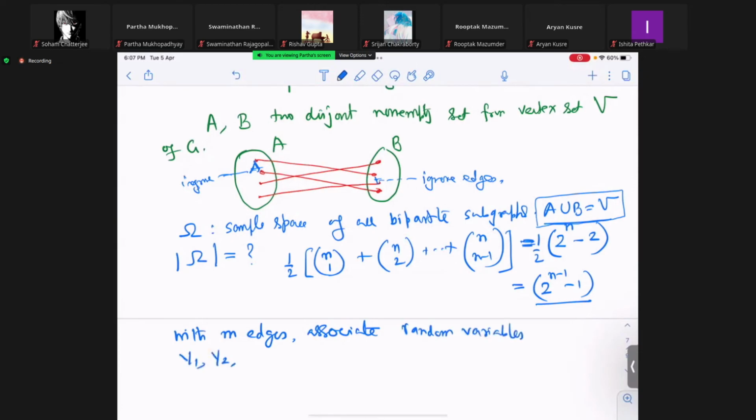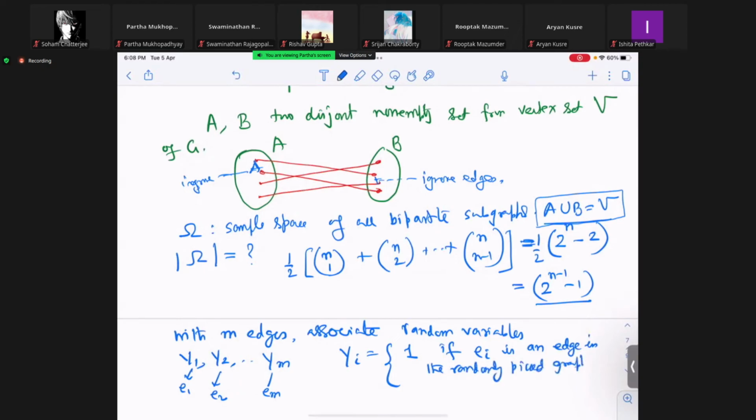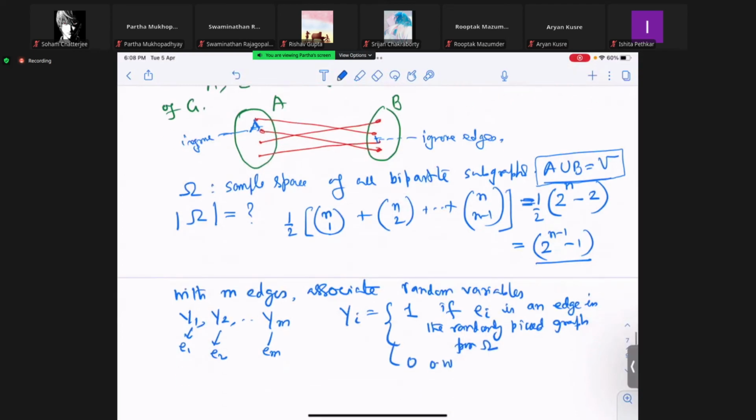y1, y2, ym such that yi equals 1 if... every yi is associated with one edge, right? So let me associate the edges e1, e2, em. yi is 1 if ei is an edge in the randomly picked graph from omega, zero otherwise. So that's my random process.